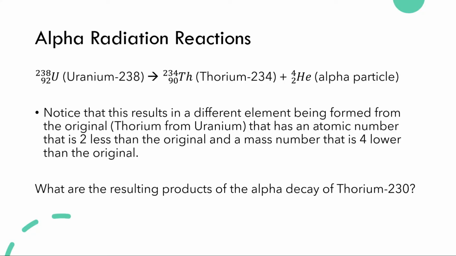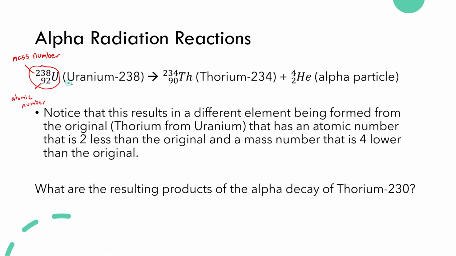Let's take a little deeper look at how alpha radiation reactions look. Before we get started, we're first going to need to talk about this new type of notation. Up here you can see that you've got uranium with a 238 and a 92 to the left. The 238 is the mass number. Remember that the mass number is the number of protons plus the number of neutrons. The number at the bottom is the atomic number, so this is just the number of protons, which means there are 92 protons. Since you have 238 when you add the number of protons and neutrons together, you've got 146 neutrons in this uranium atom.